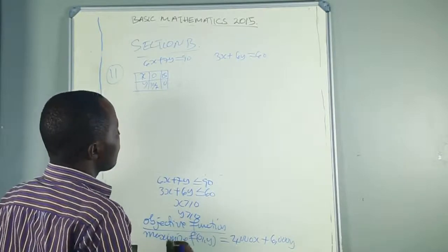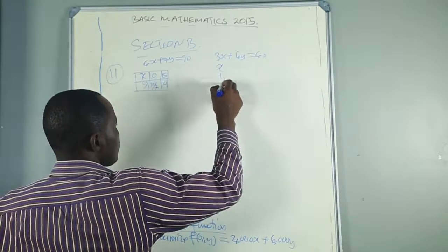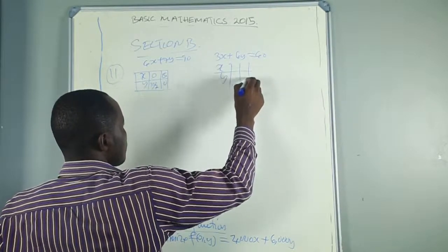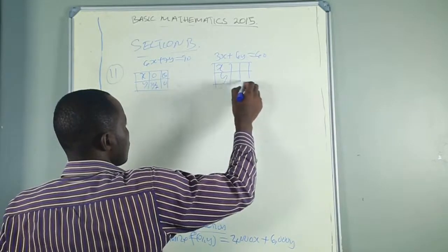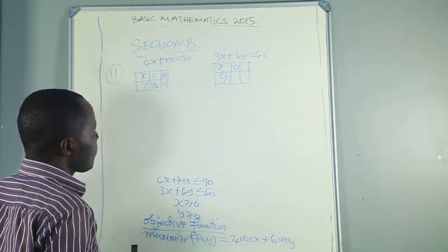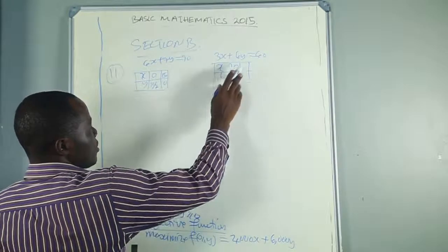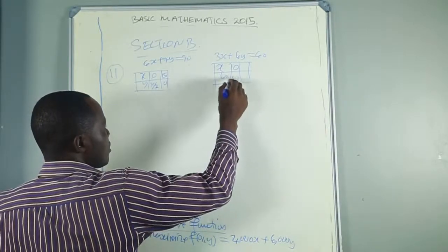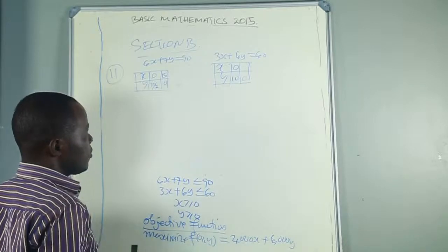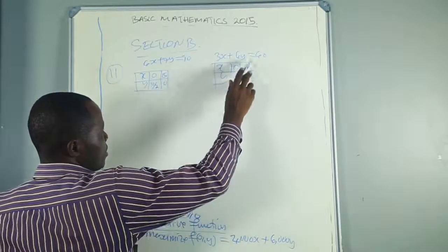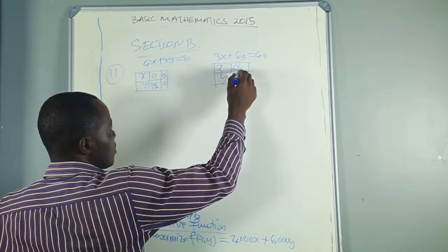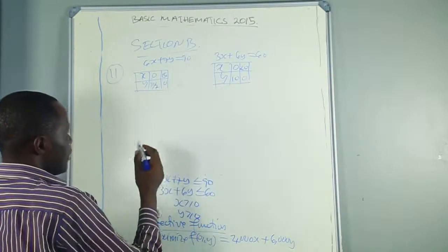For the second equation, using the intercepts: when x is equal to 0, the value of y is 60 divided by 6, which is 10. Then when y is equal to 0, the value of x is 60 divided by 3, which is 20. Then we draw the graph.